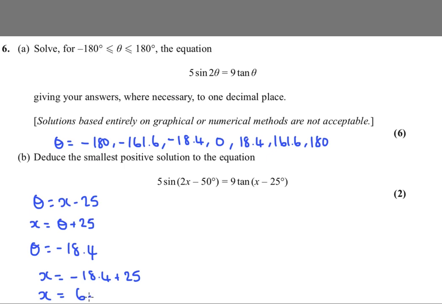6.6. I've got it to 3 significant figures, so 6.57. I had a more accurate value of this that I used. These will also give positive solutions, but obviously this one would give 25, which isn't as small as 6.57. So that's the smallest one that they were after.